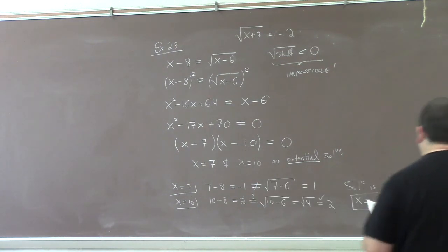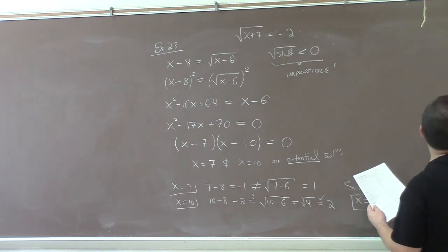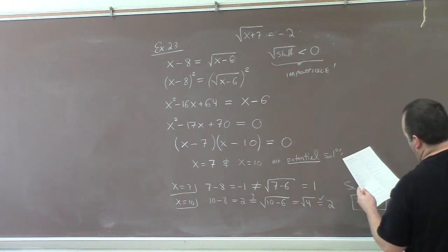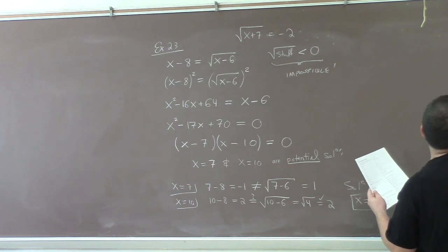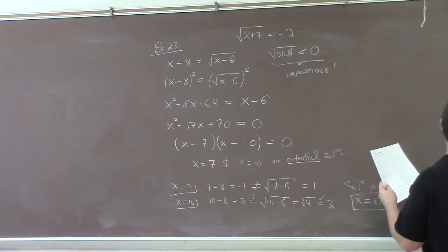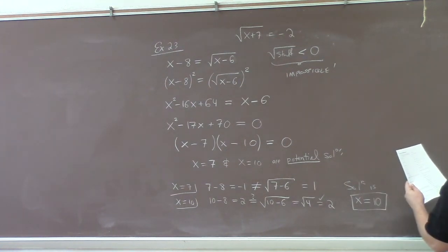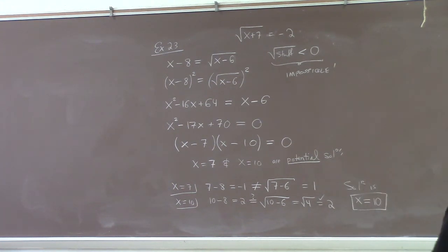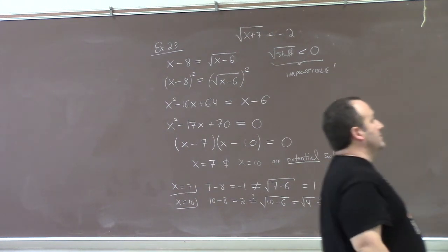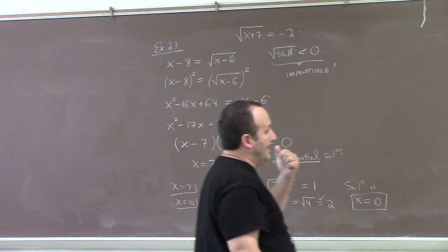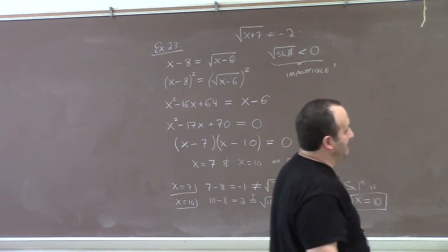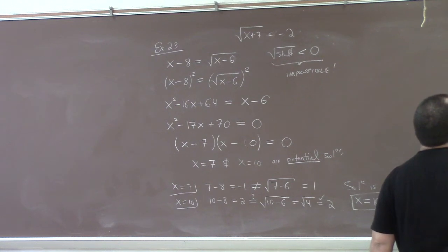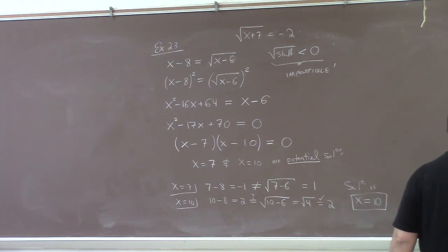Exercise 24 then. Here we have the square root of 2x plus 7 minus 2 equal to x. So what do I have to do here? I need to isolate the radical, right? We can't square yet because of that. So move the 2 to the other side, and in so doing make it positive. All right, so x plus 2, great.